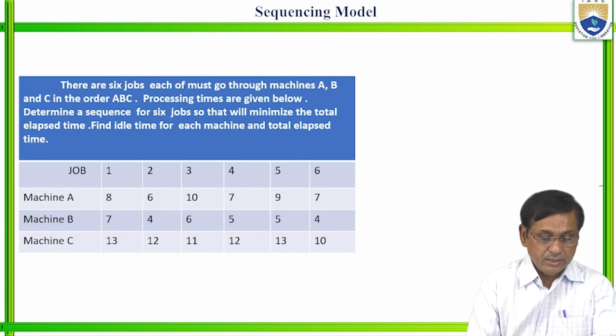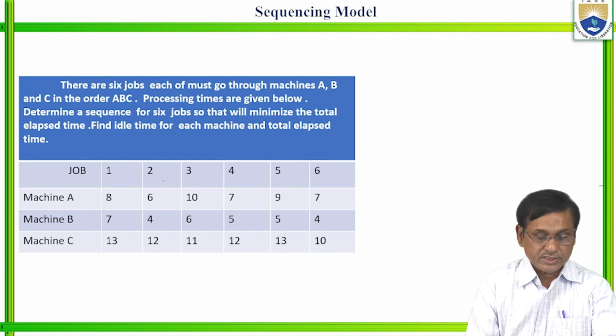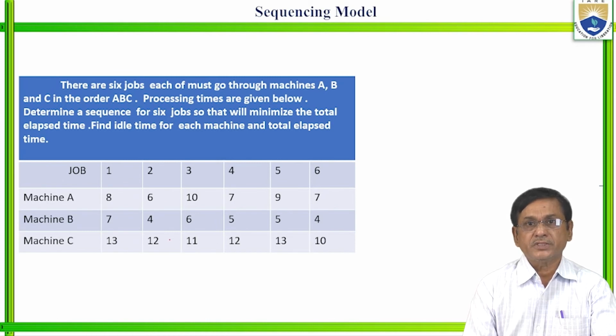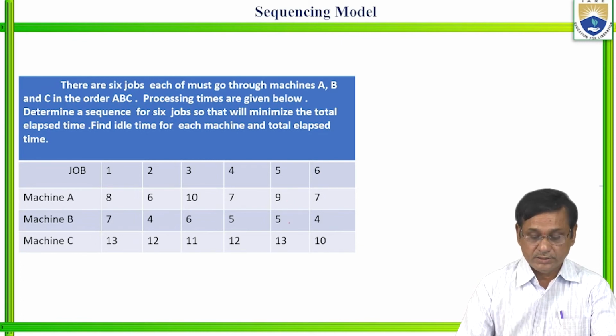Job 1 requires 8 hours on machine A, 7 hours on machine B and 13 hours on machine C. Job 2 requires 6 hours on machine A, 4 hours on machine B and 12 hours on machine C. Job 3 requires 10 hours on machine A, 6 hours on machine B and 11 hours on machine C. The fourth job requires 7 hours on A, 5 hours on B and 12 hours on C. The fifth job requires 9 hours on A, 5 hours on B and 13 hours on C. The sixth job requires 7 hours on A, 4 hours on B and 10 hours on C.